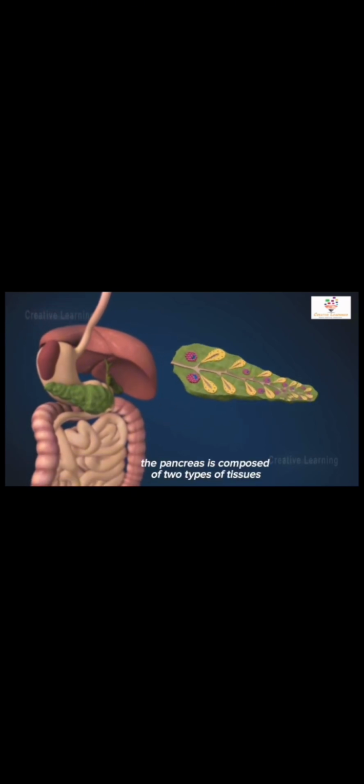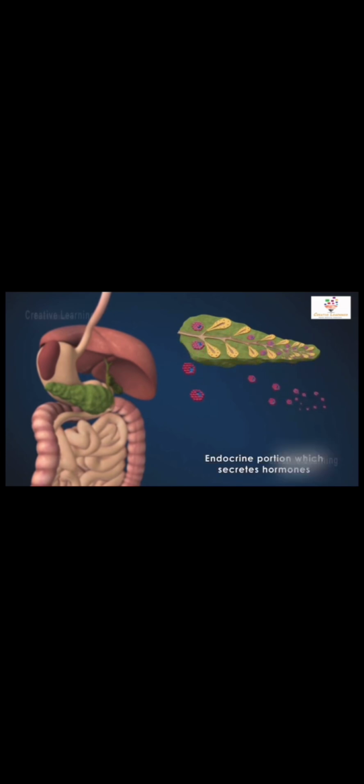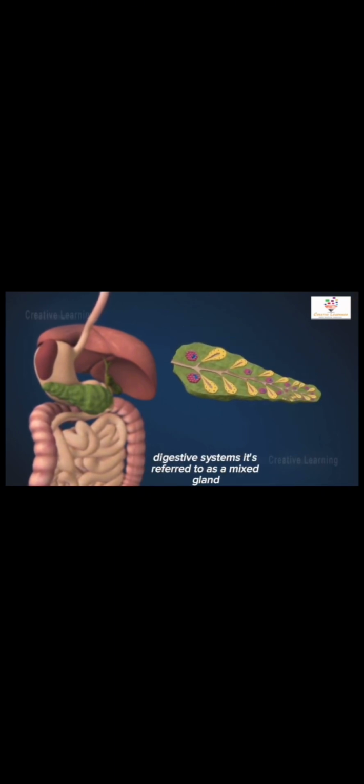The pancreas is composed of two types of tissues: the exocrine portion, which secretes digestive enzymes, and the endocrine portion, which secretes hormones. Because of its functionality in both the endocrine and digestive system, it's referred to as a heterocrine gland.